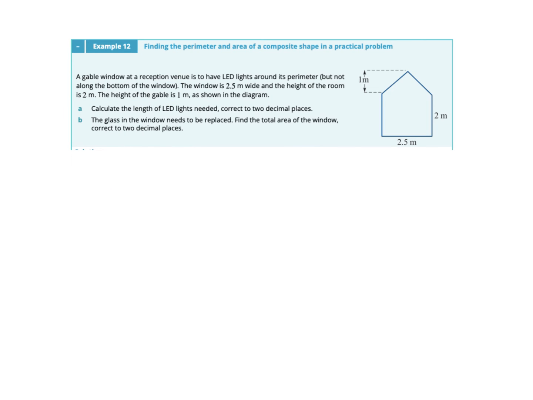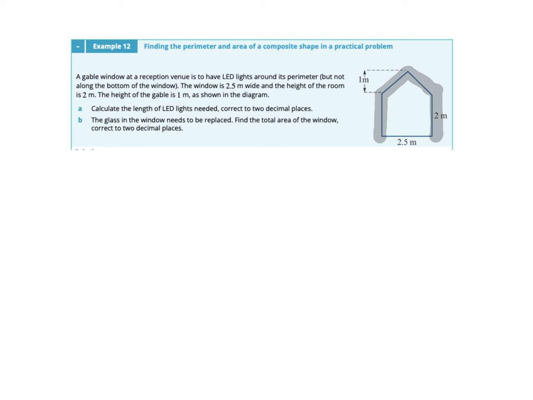A gable window at a reception venue. So a gable, what a gable is this bit here. When you have a pointed bit, that's a gable. So a gable window at a reception venue is to have LED lights around its perimeter, but not along the bottom of the window. So it's only going to do this part there. Okay, the window is 2.5 meters wide and the height of the room is 2 meters and the height of the gable is 1 meter as shown. So calculate the LED lights needed correct to 2 decimal places.